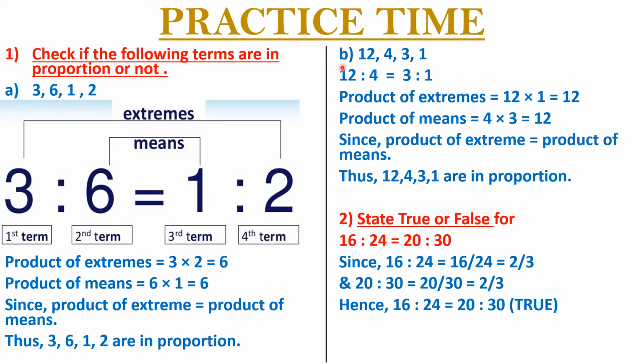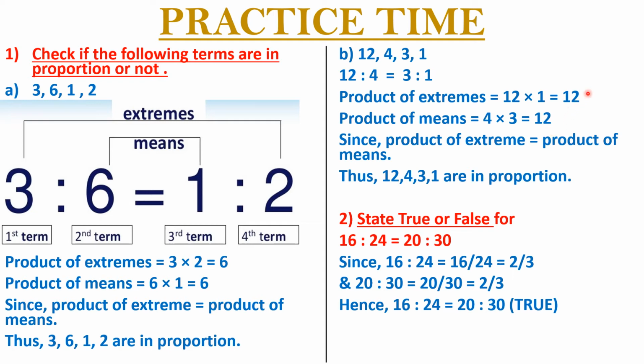Question B. Check if the following terms are in proportion or not. 12, 4, 3 and 1. This can be written as 12:4 equal to 3:1. Now check whether product of extremes is equal to product of means or not. Product of extremes equals 12 multiplied by 1 equals 12. Product of means equals 4 multiplied by 3 equals 12.